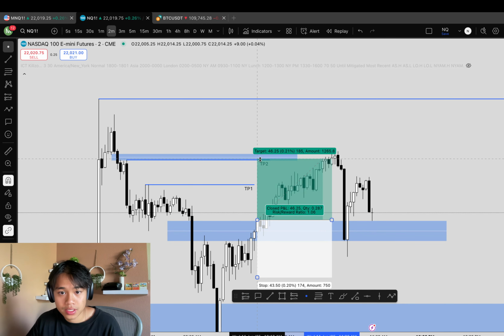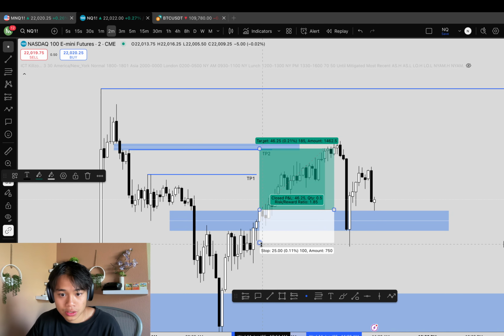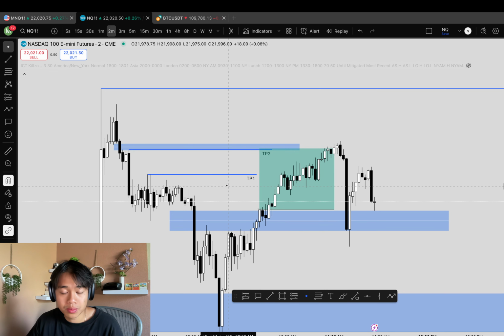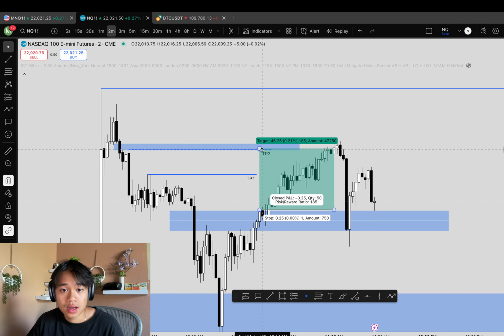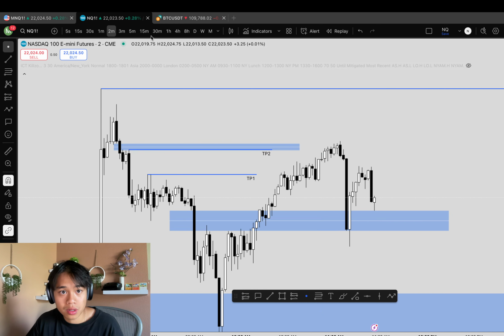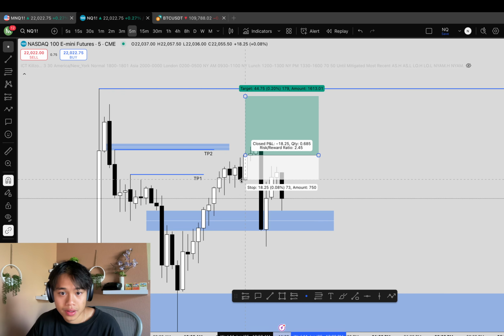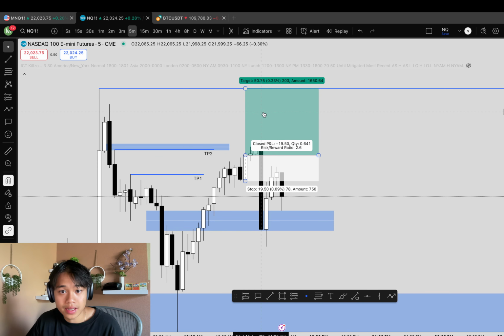So let me just do this for you guys. So here was my stop here. After this internal high got swept, I moved it to break even. And then after TP2, I moved it down to this 5 minute order block here. And obviously I got stopped out by that death candle.